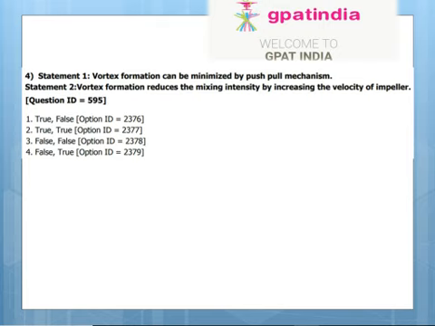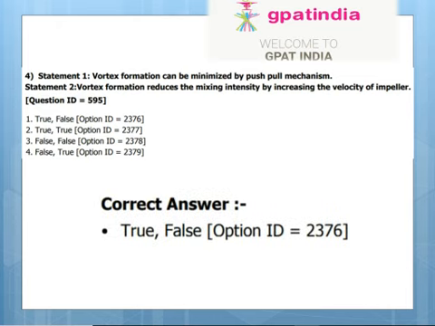Fourth question now, again physical pharmacy, Martin. So there are two statements, and they want to know whether both are true, both are false, or which one is true and which one is false. The first statement says vortex formation can be minimized by push-pull mechanism. I think it should be right. Second, vortex formation reduces the mixing intensity by increasing the velocity of the impeller. No, this is wrong, I think. So the correct answer is: first statement is true, second is false.